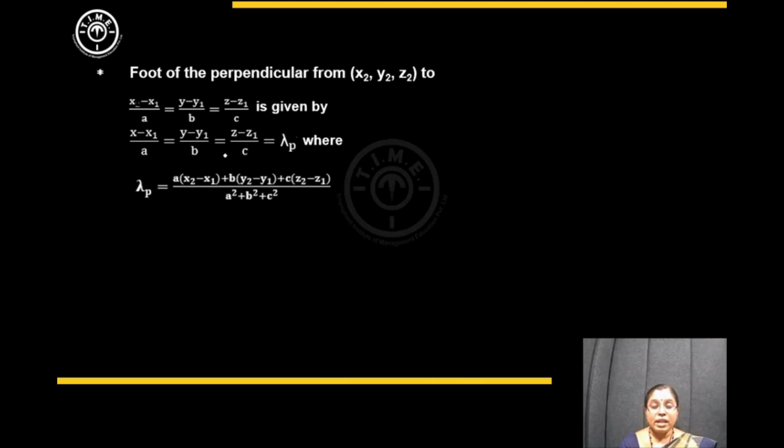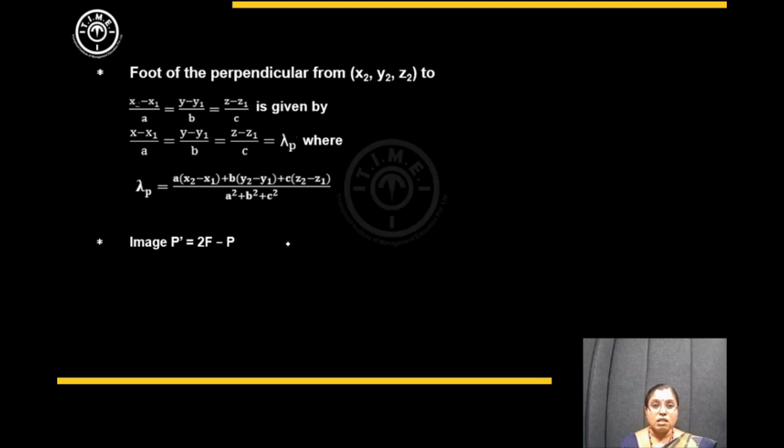Now once we get the foot of the perpendicular, as you know, it is the midpoint of P and P dash. To find the image, we'll use this idea. The foot of the perpendicular is the midpoint of P and P dash, so the image will be 2 times the foot minus the given point. So 2F minus P. This is how we find the image.